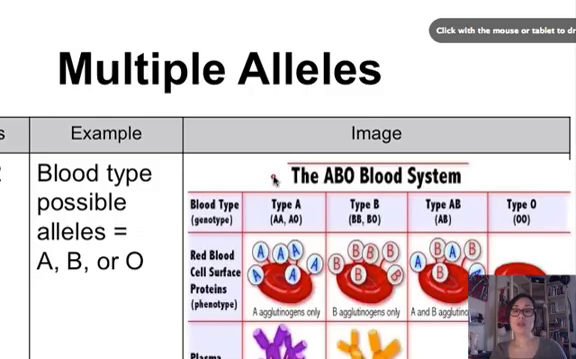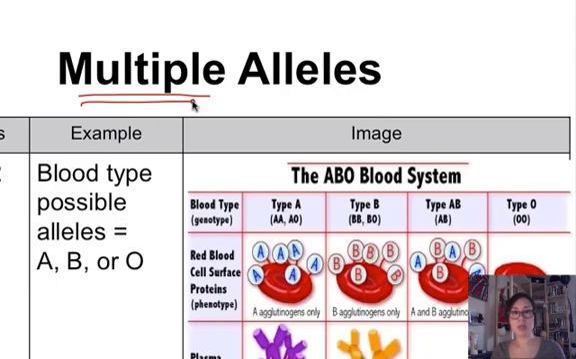In multiple alleles, we're going to see three different possible alleles that can make up a genotype that gives rise to a phenotype. So what do we mean by multiple alleles? Well, the name pretty much tells you. It means that you have more than two versions of a gene. So our example that we're going to use in class is going to be blood type.